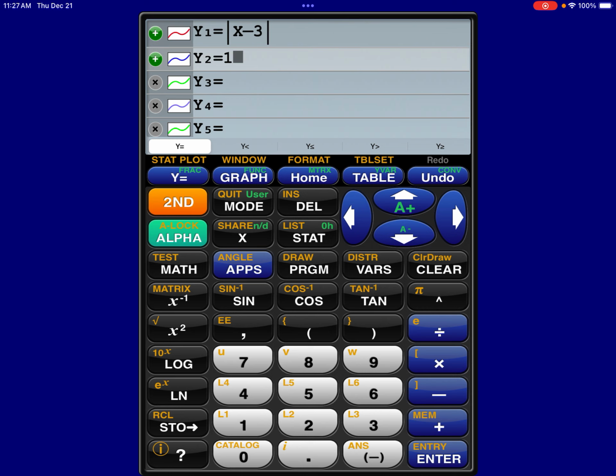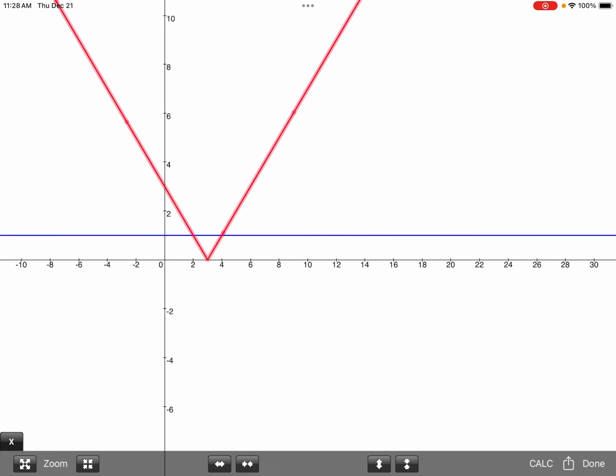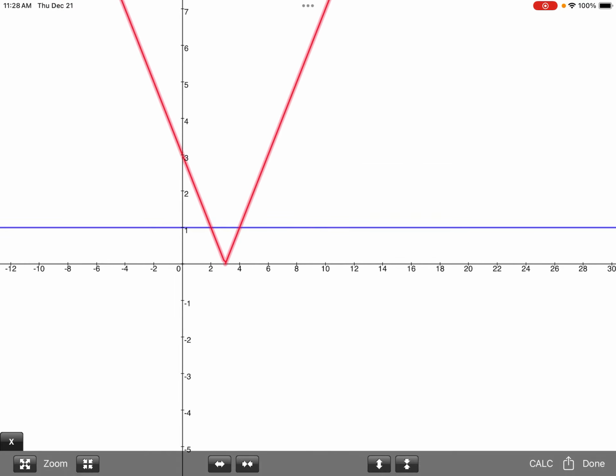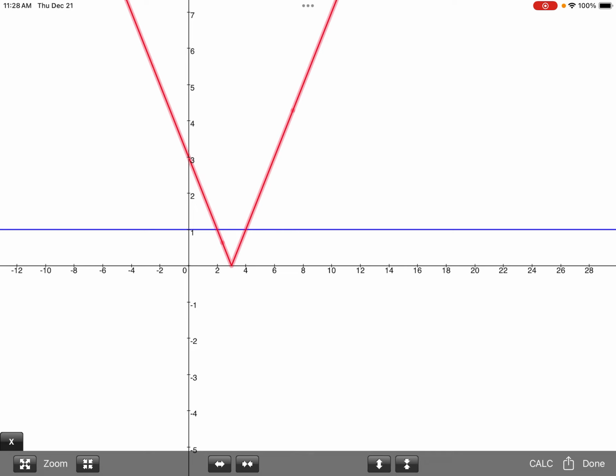So if you look at the graph, the absolute value is the V shape. And then the blue line is the 1. And it was saying when is it less than. So basically I can see that it intersects here where x equals 4, and here where x equals 2. And then between those two, that's when it's below the blue line. So this is the part that we're looking for.